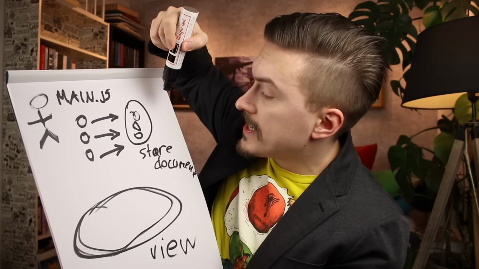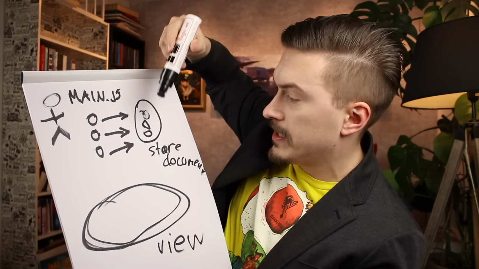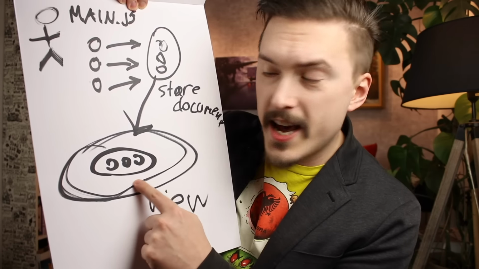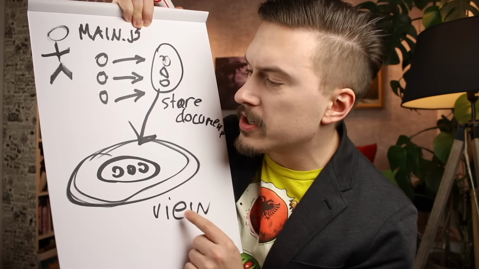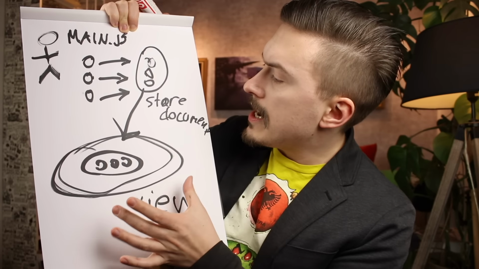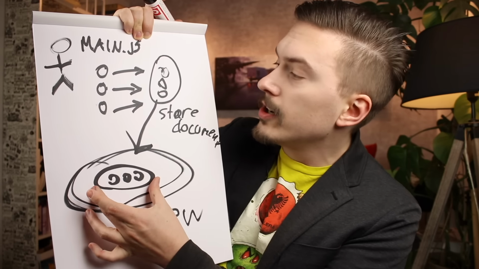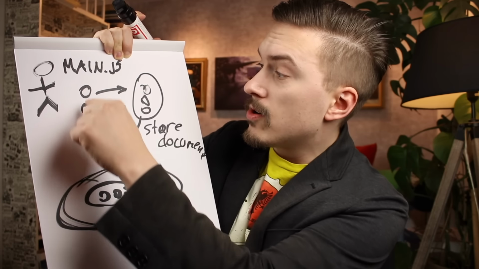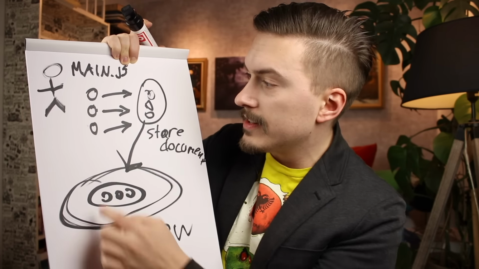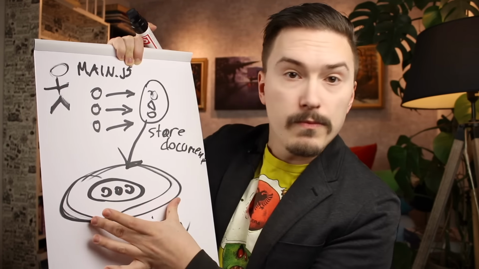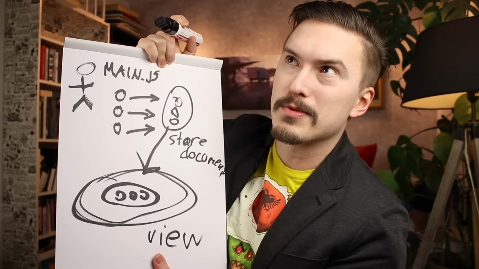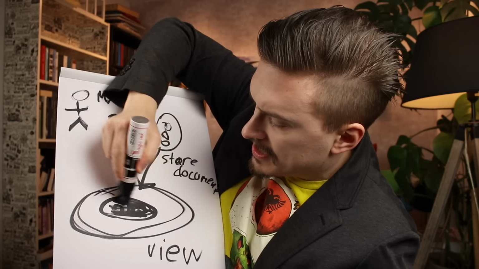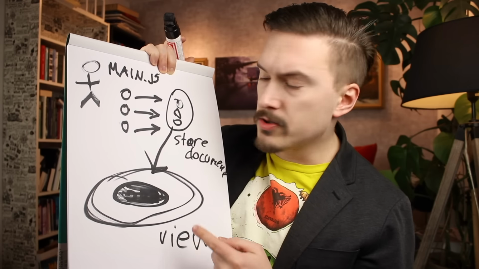And once main.js has created the store document function, it is injected into the view. So now it's there inside the view, all cozy. So the view now has access to this batteries included store document. The view does not really care at all about these three dependencies here. From the view's point of view, this might as well have been just a black box that it can call to store documents.